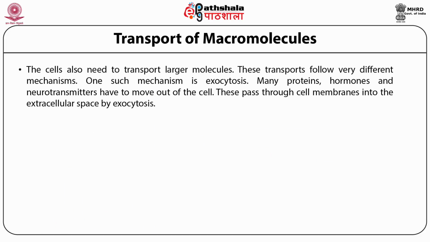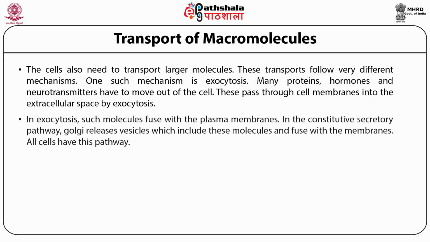The cells also need to transport larger molecules. These transports follow very different mechanisms. One such mechanism is exocytosis. Many proteins, hormones, and neurotransmitters have to move out of the cell. These pass through cell membranes into the extracellular space by exocytosis. In exocytosis, such molecules fuse with the plasma membranes in the constitutive secretory pathway. Golgi releases vesicles which include these molecules and fuse with the membranes. All cells have this pathway.